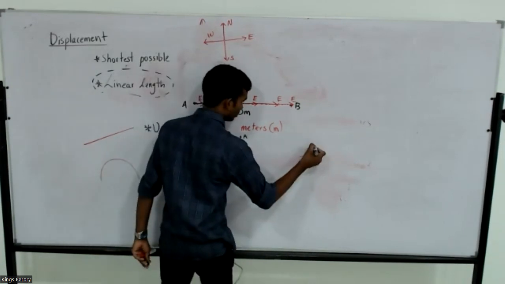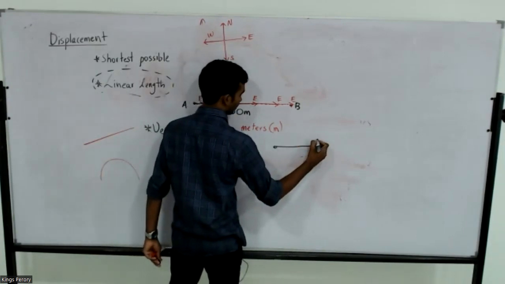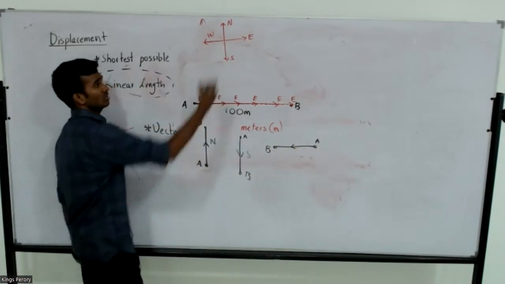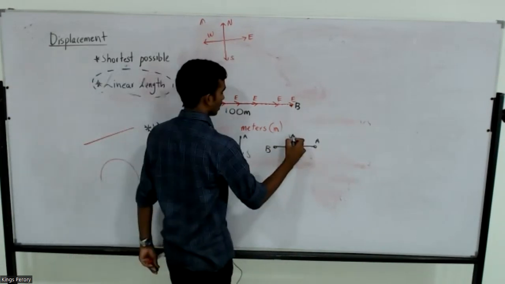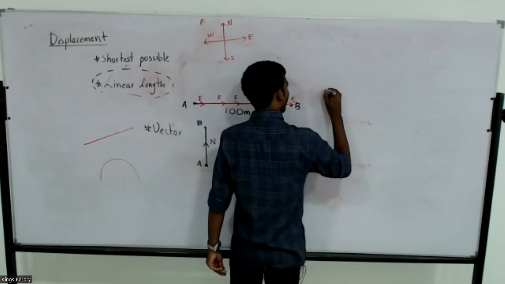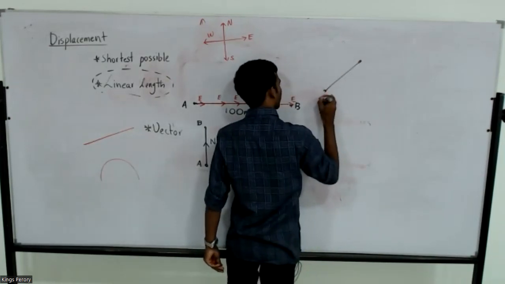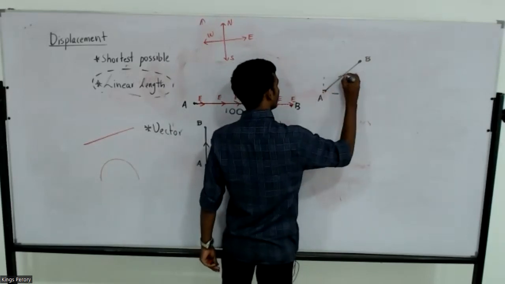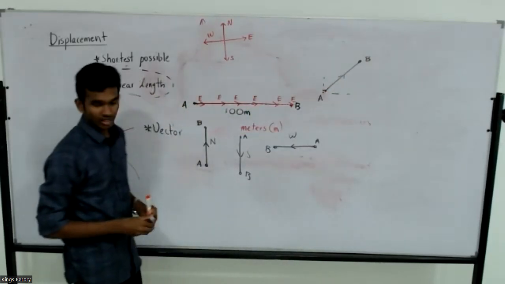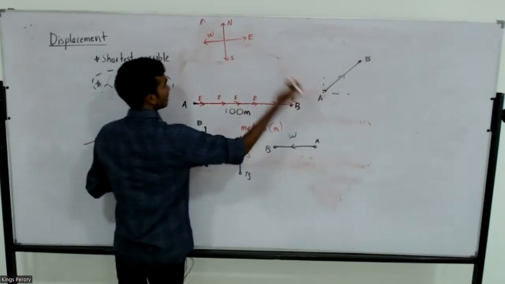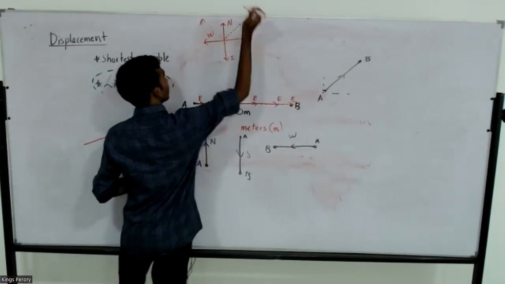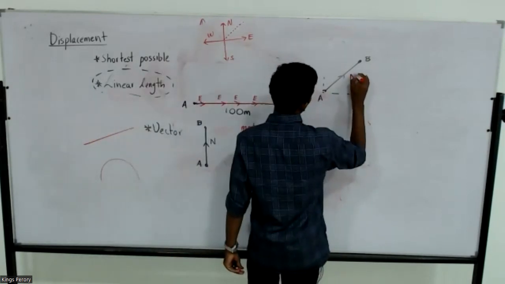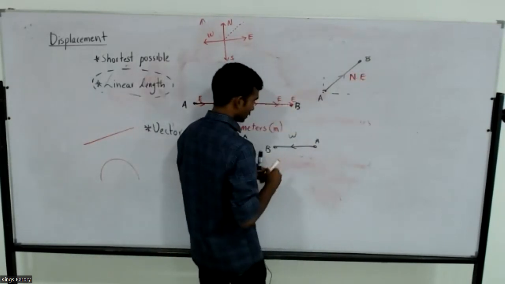Let's take A to B, this direction. Can't you tell a direction? What's the direction? Towards west. Now see, A to B, this direction. Now can you tell a direction? Of course, yes, you can tell a direction. What is that? Northeast. There you go. You can tell a direction, northeast. Let's take this direction.